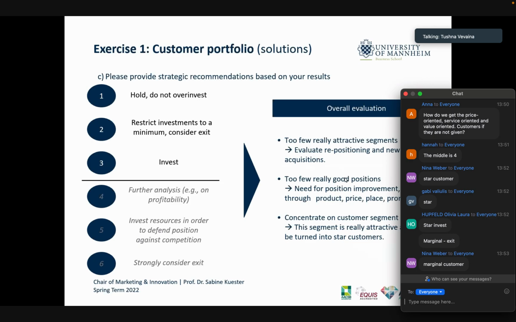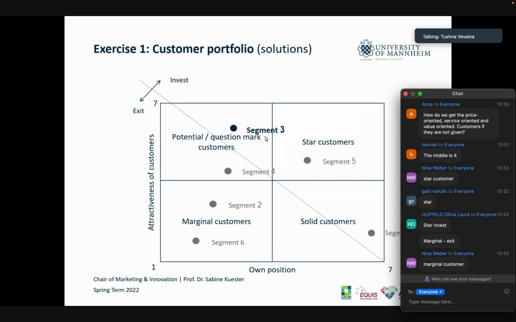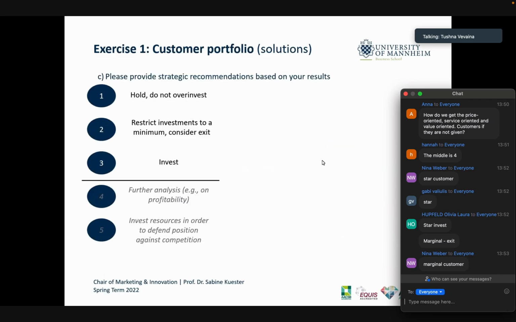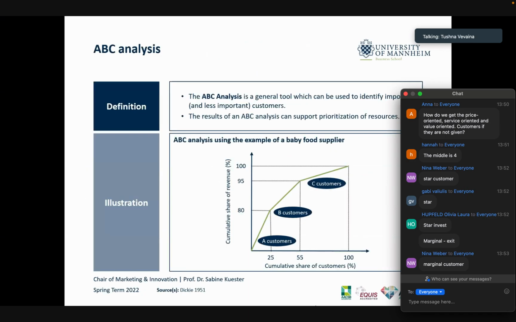And our overall evaluation would be that we had very few segments which were totally attractive or which even had great positions. So in that case, we need to evaluate our positioning, our 4 P's of marketing: product, price, place, promotion. And we also say that we want to really focus on segment 3. That's the figure that we found, which would be somewhere over here. And we say we want to invest into them and focus on them to make them a star customer, because we see them as a potential investment and need to move them from a question mark or a potential customer to a star customer. I hope this is quite clear for everyone. Okay, then I can move on to the next.